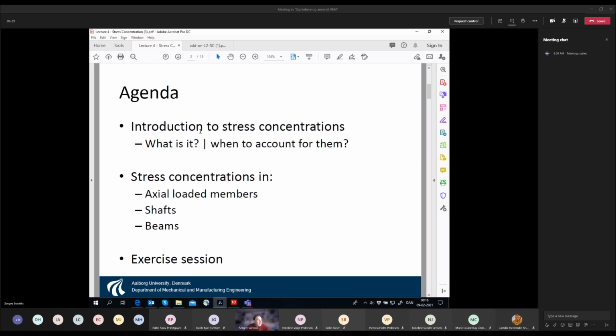So I have to introduce to you the idea of stress concentration, and of course I hope that you'll be able to explain it in the exam. Then we'll consider the stress concentration in the case of extension and compression, called axially loaded members. Then it's going to be shafts in torsion, and then beams, and then the exercise session.